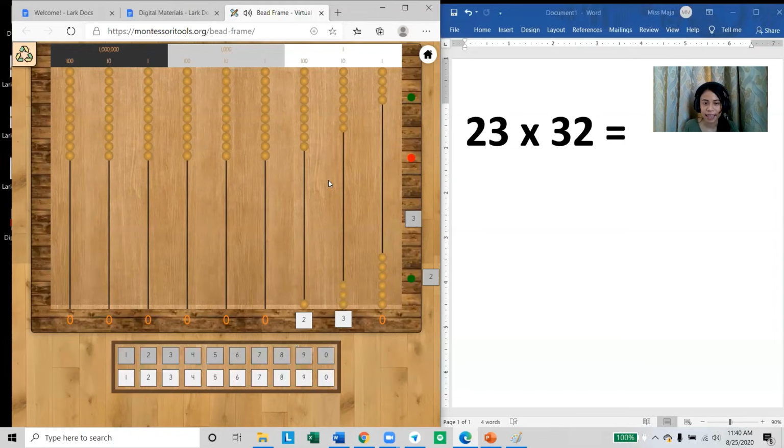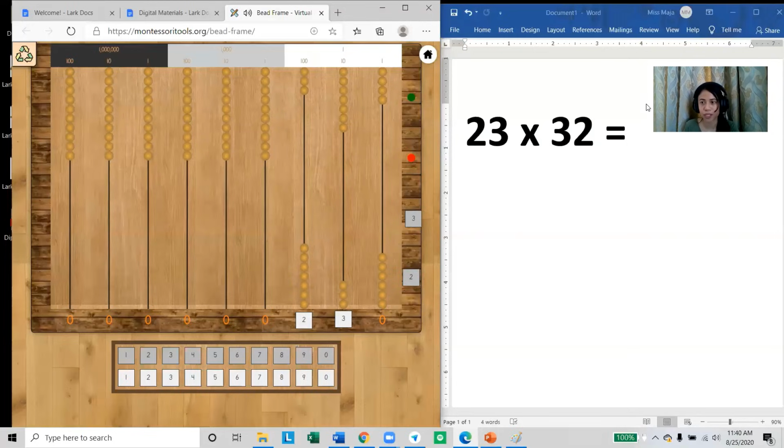There. Next we have 2 times 3. So 2 times 3 is equal to, yes, it is 6. So we're going to bring down 6. 1, 2, 3, 4, 5, 6. So with that, we are done.